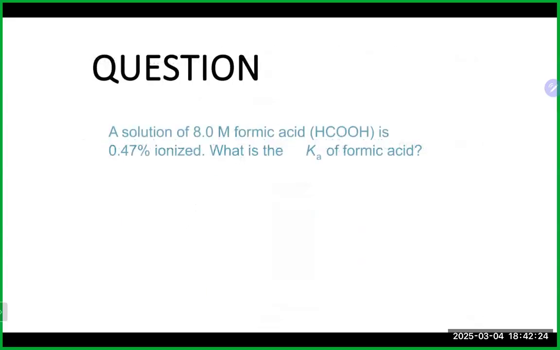So if we look at a problem like this, we have a solution of formic acid that's 8 molar. It is 0.47% ionized. In this particular case, we want to calculate what is the Ka value of our formic acid. A couple of things that we know. First off, is formic acid a strong acid or a weak acid?